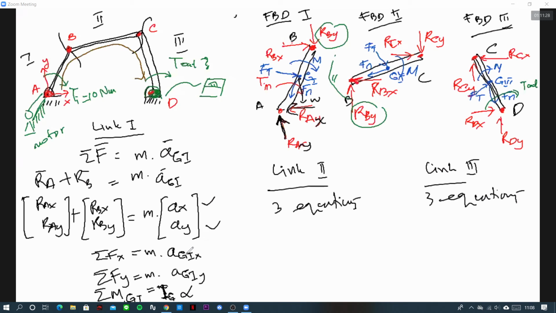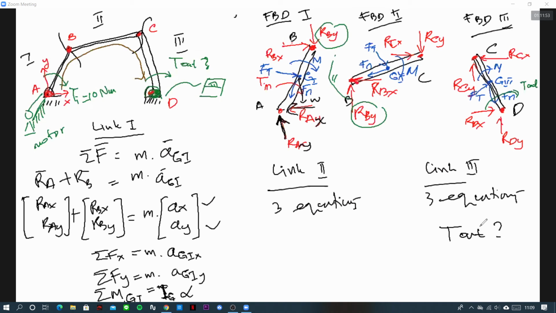You see, now overall you have 9 equations for 3 links, which means you can solve for the value of T, the output torque. Here, from the equation of link 3, you can find the output torque. All right, are there any questions?